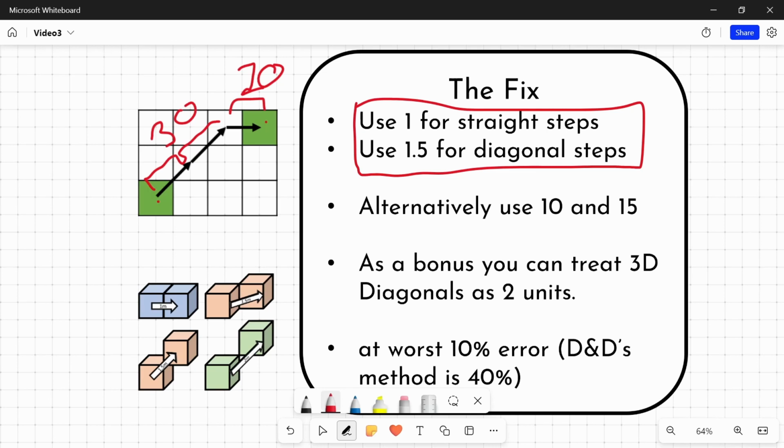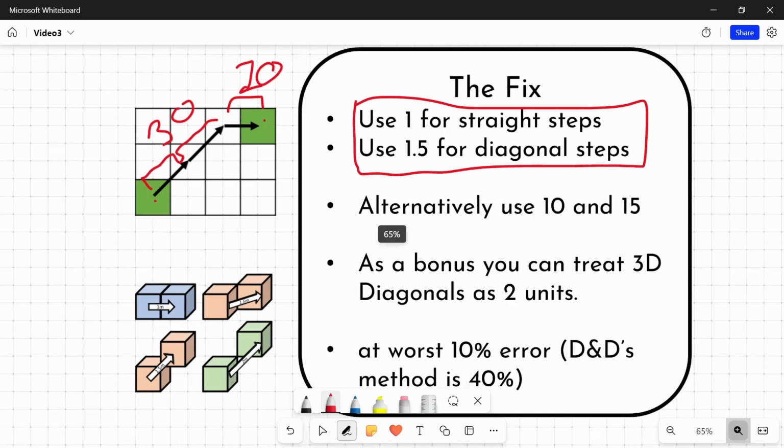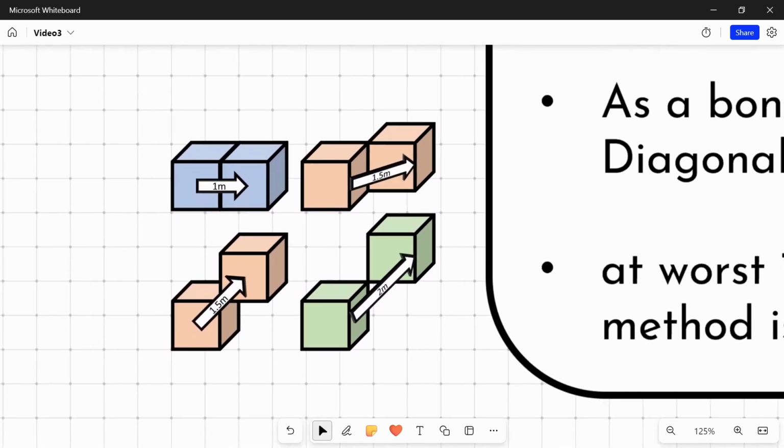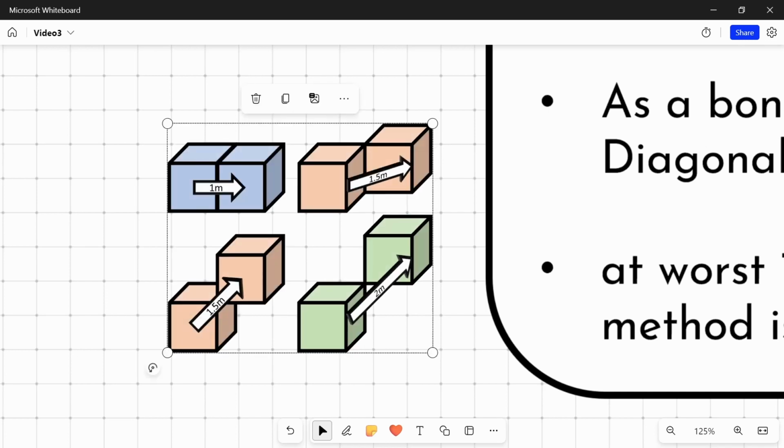And as a little bonus, if you want to think about 3D movement, like into the vertical direction, you can treat it as 2. So if I just zoom back in, you can have a look at this little diagram. Here we have a step from one square to the neighbouring square, or sort of cube to cube, and it's 1 meter in this case, 1 unit. If you're going diagonally horizontally, it's 1.5. Same if you're going diagonally vertically, it's 1.5. And if you're going diagonally corner to corner of 2 cubes, you can count that as 2.